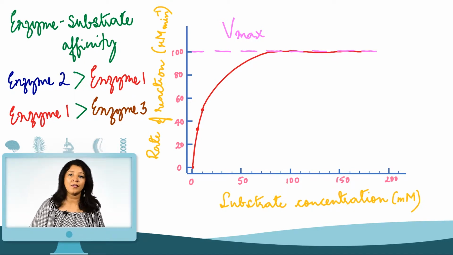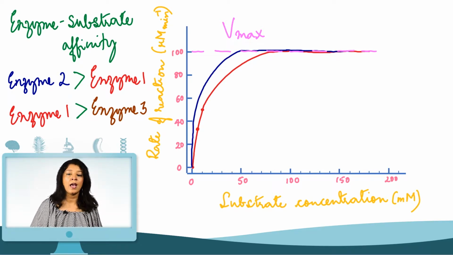Let's assume all three have the same Vmax value, which of course is very rare. Vmax value changes from enzyme to enzyme. But for simplicity's sake, so that we are comparing apples to apples, let's assume all three have the same Vmax value. So enzyme 1 is already drawn here. Let's draw enzyme 2, which has a greater affinity for its substrate, and its graph would look more like this.